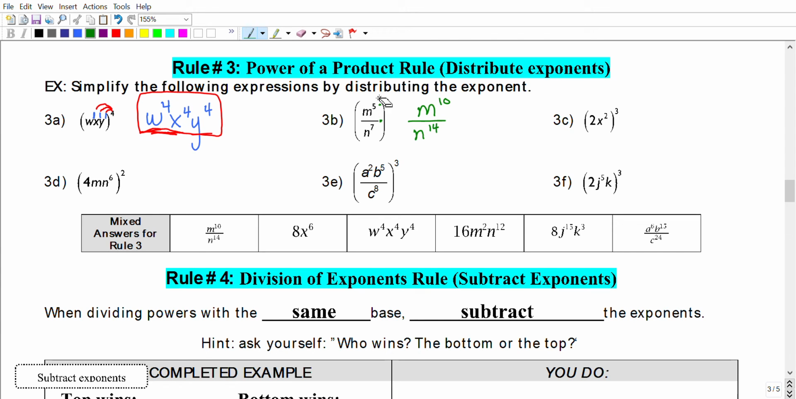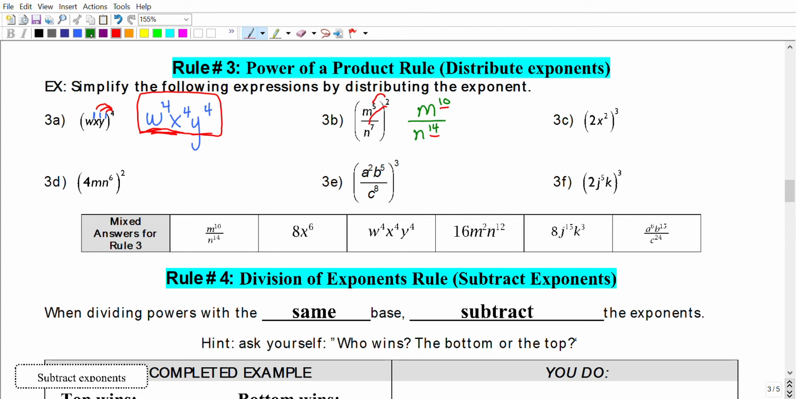Let's go back and analyze exactly what we did. Well, again, I did the exact same thing I did with 3a. I distributed this 2 to my other powers. So 5 times 2 was 10. 2 times 7 was 14. So my final answer is m to the 10th, n to the 14th.